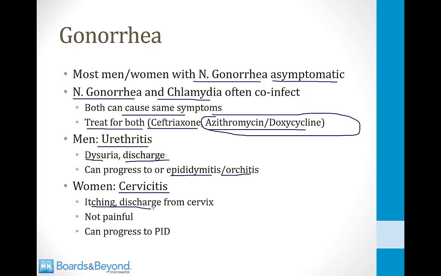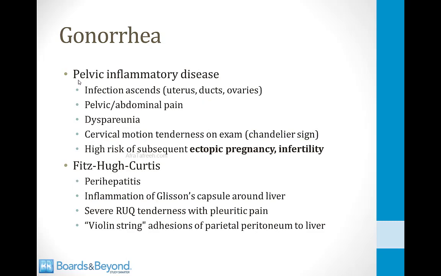This involves itching and discharge from the cervix. Usually it's not painful, but it can progress to a painful condition called pelvic inflammatory disease, which we'll talk about in a minute. So let's talk about pelvic inflammatory disease now. This is when the infection with gonorrhea ascends and infects the uterus or the ducts or the ovaries. Women who have this condition present with pelvic and abdominal pain. They'll often present with painful intercourse.